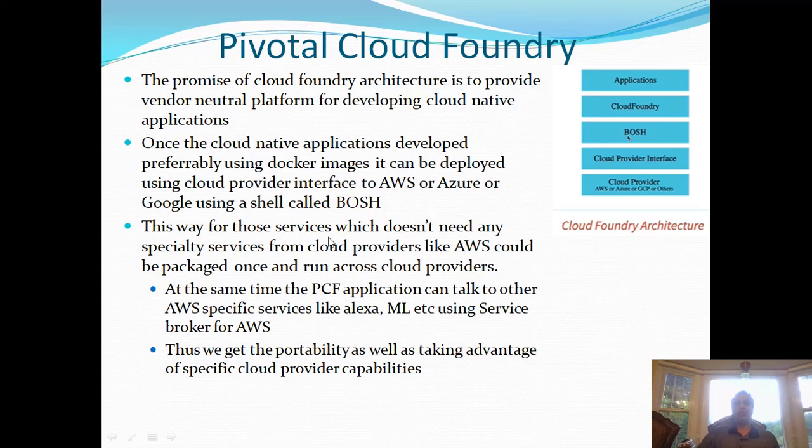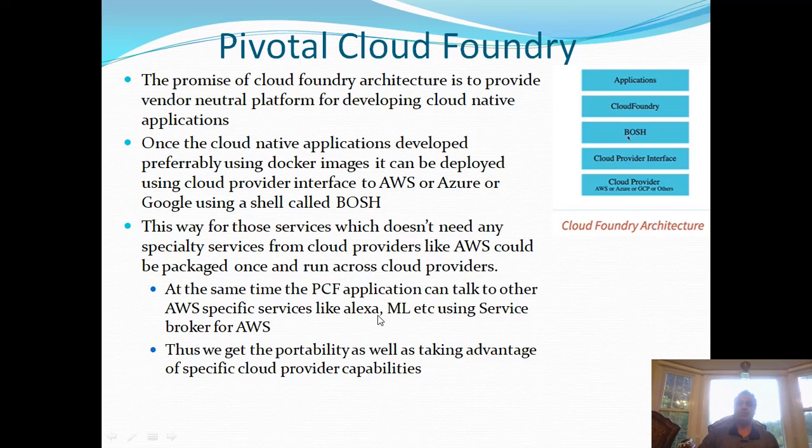This way, those services which don't need any specialty services from cloud providers like AWS could be packaged once and run across cloud providers using Bosh. The Bosh shell is going to make sure it executes across AWS or GCP or Azure and provides you the same result. At the same time, the Pivotal Cloud Foundry applications can talk to other AWS specific services like Alexa or machine learning.